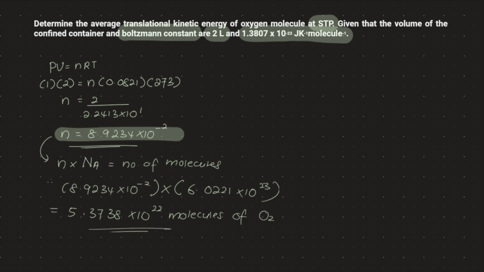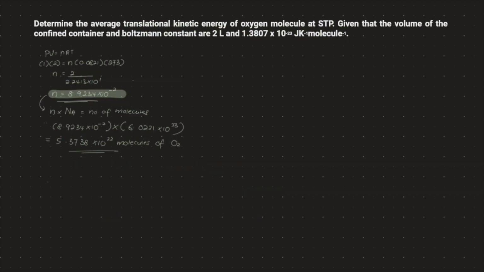Alright, so from here then only we can calculate the translational kinetic energy. The formula for the translational kinetic energy, KE RMS, is equivalent to 3 over 2 nRT. Or we can also write it as 3 over 2 the number of molecules times the Boltzmann constant times the temperature. So this formula is more suitable to be used in this question. So now what we are going to do is plug in the values.